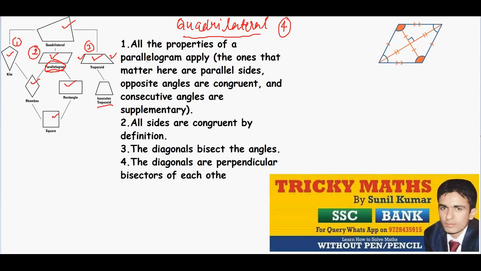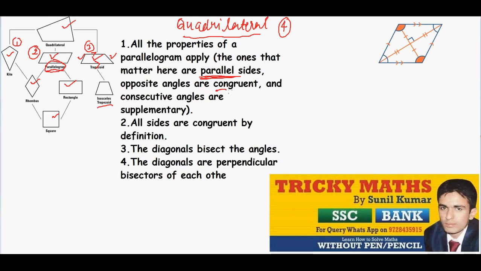A parallelogram has three or more properties you have to see. First, opposite sides must be parallel. This is parallel to this and this is parallel to this. That's why kite and trapezoid are not parallelograms, because in a trapezoid this is parallel to this but these are not parallel. All the opposite sides must be parallel to each other.